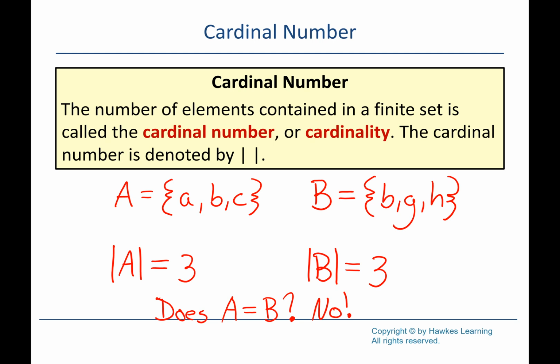And the notation we use looks weird up here on the slide because it doesn't have anything in there, but it's just like the absolute value symbol. If you remember it, it's just the two vertical bars. So here we could say the cardinal number of set A is 3, and that just means we have 3 members, 3 elements, in there. And here we've got 3 elements again, so the cardinal number of set B would also be 3.